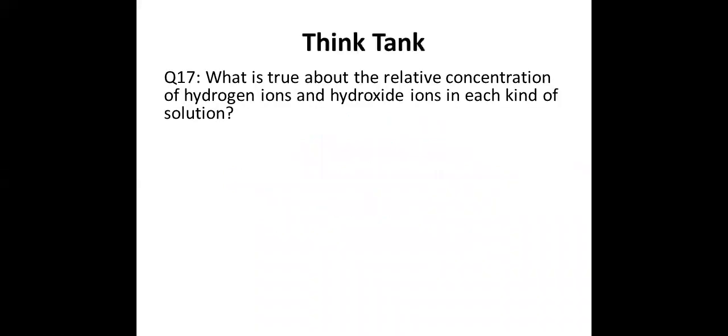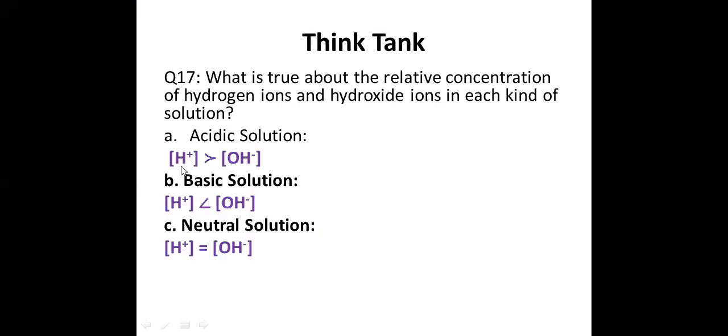Question number 17. What is true about the relative concentration of hydrogen ions and hydroxide ions in each kind of solution? For acidic solution, hydrogen ion concentration is always greater than hydroxyl ion concentration. For basic solution, hydroxyl ion concentration is always greater than hydrogen ion concentration, and for neutral solution, concentrations of hydrogen ions and hydroxyl ions are always the same.